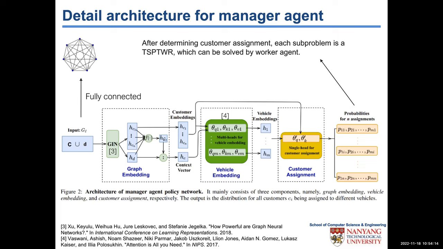The initial state is a fully connected graph, and based on this graph, we just output the action, which is the customer assignment. Then this MDP terminates, and based on the assignment, we can compute a reward, and then we use this reward to train our agent. Okay, I see. So I think it's more like a bandit problem, right? Yes, more like a bandit problem. Okay, I see.